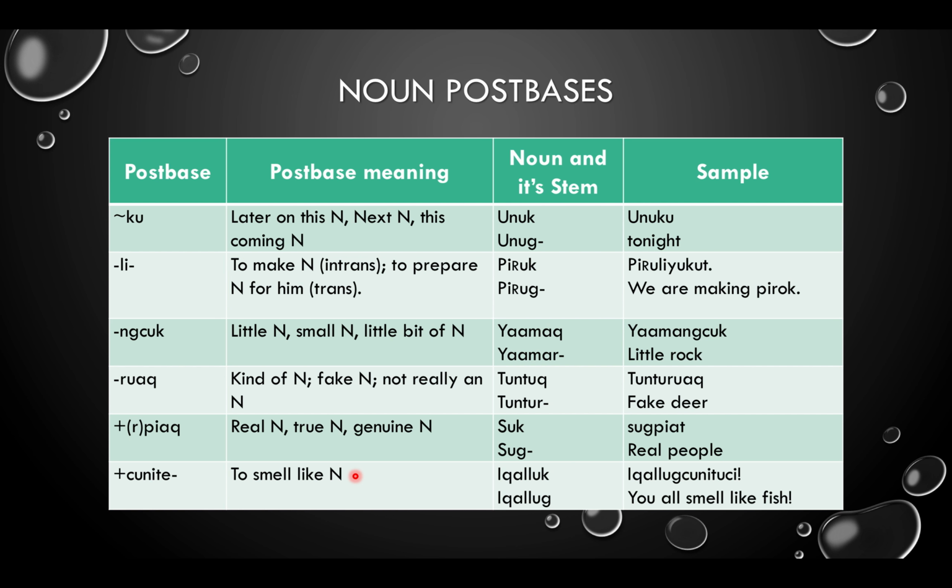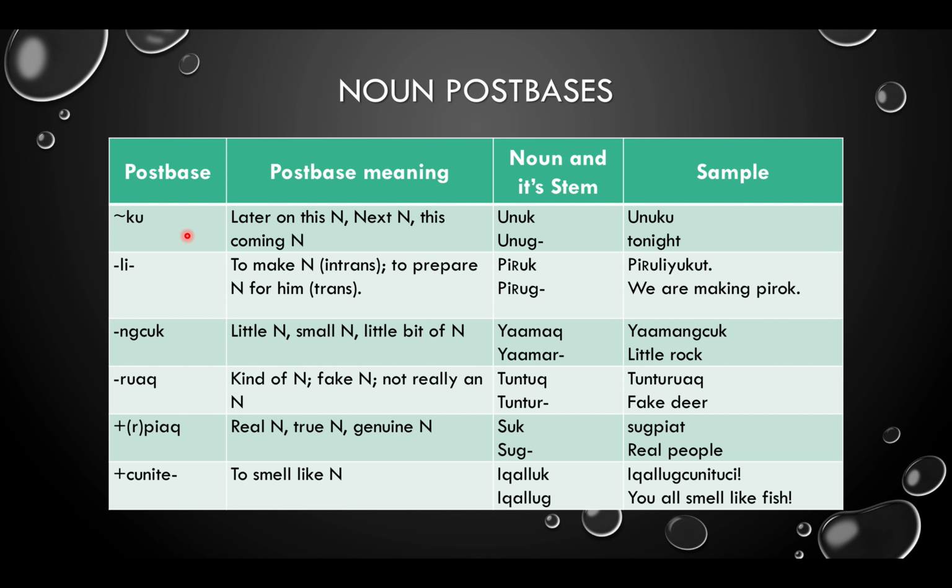Okay. Now here we have noun postbases, and then the next slide we'll have verb postbases. So with noun postbases, we have plus and minus postbases, also assimilating postbases. In this chart, I've done a column for postbases, a column for postbase meaning, a column for the noun that we're going to put the postbase on, and its stem so that we can use that and how to add it on, and then the example and the meaning of that.